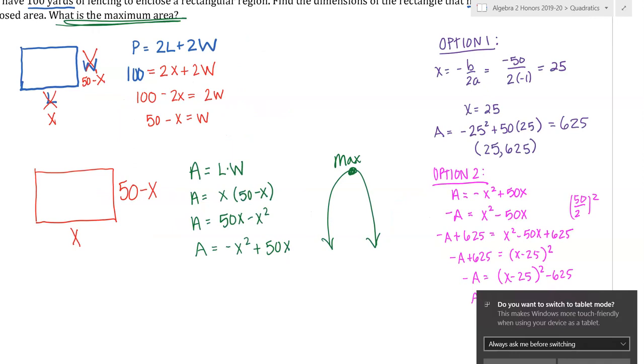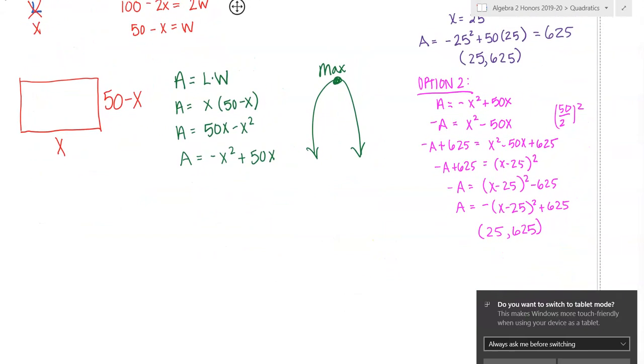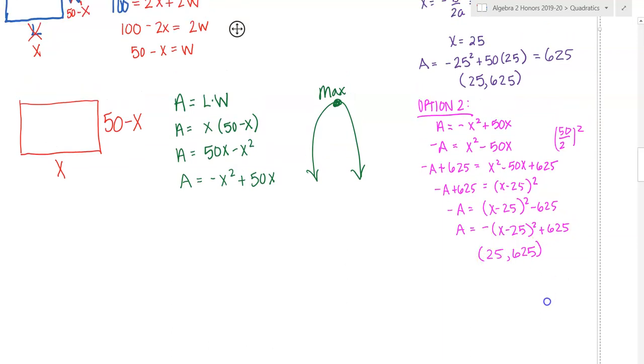All right, so hopefully you have had the time to find the vertex. I found it both ways. Here's opposite of b over 2a, plug it back in to find the y. So I got a vertex of 25, comma 625. Option number 2, I completed the square, giving me, remember this lies, this tells the truth, so h is opposite, k is the same, so I got the same vertex, 25, comma 625.